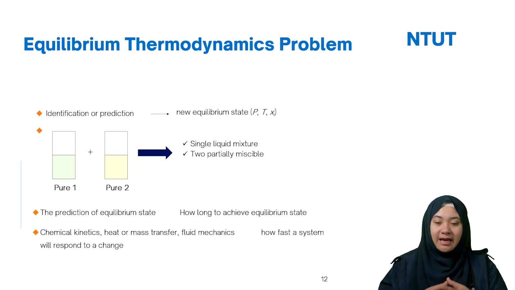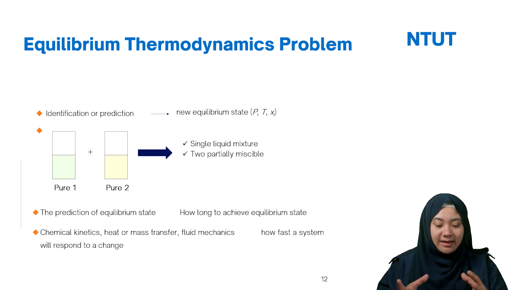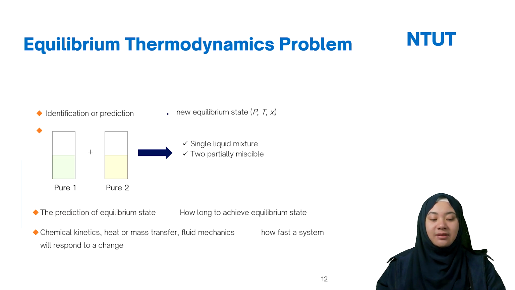So we have chemical kinetics, heat or mass transfer, fluid mechanics, and then how fast your system will respond to a change. When you decrease the temperature, how fast can your system change to the other state? This is what we call equilibrium.